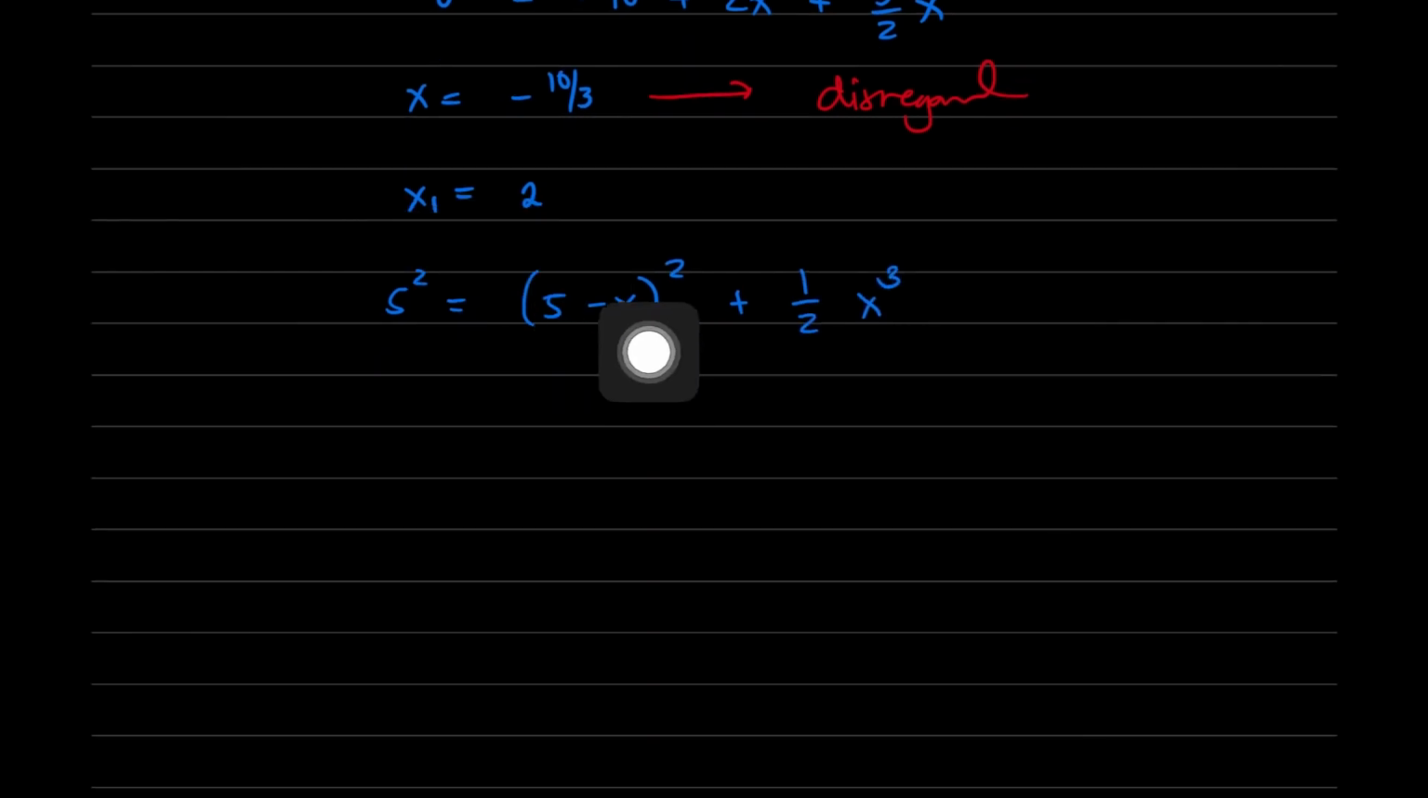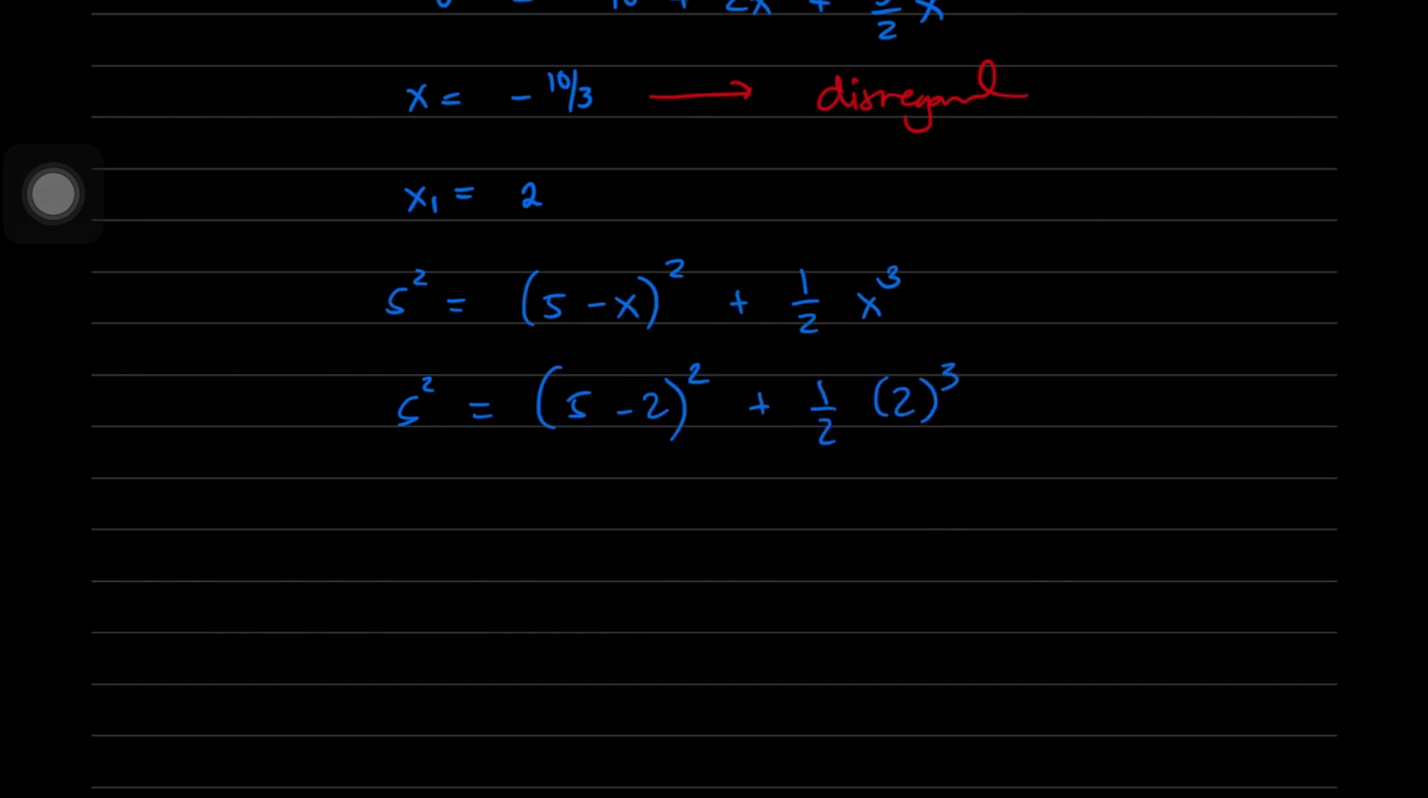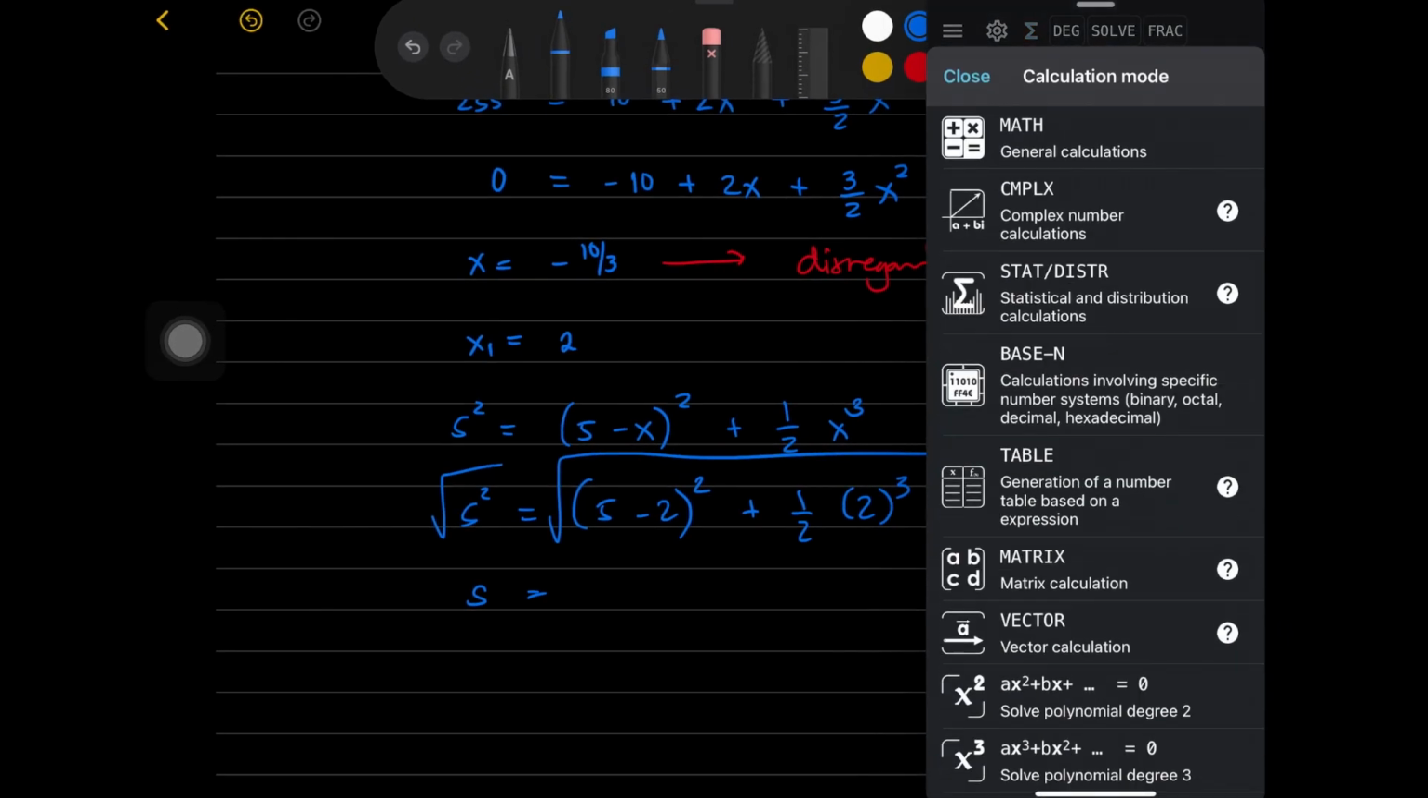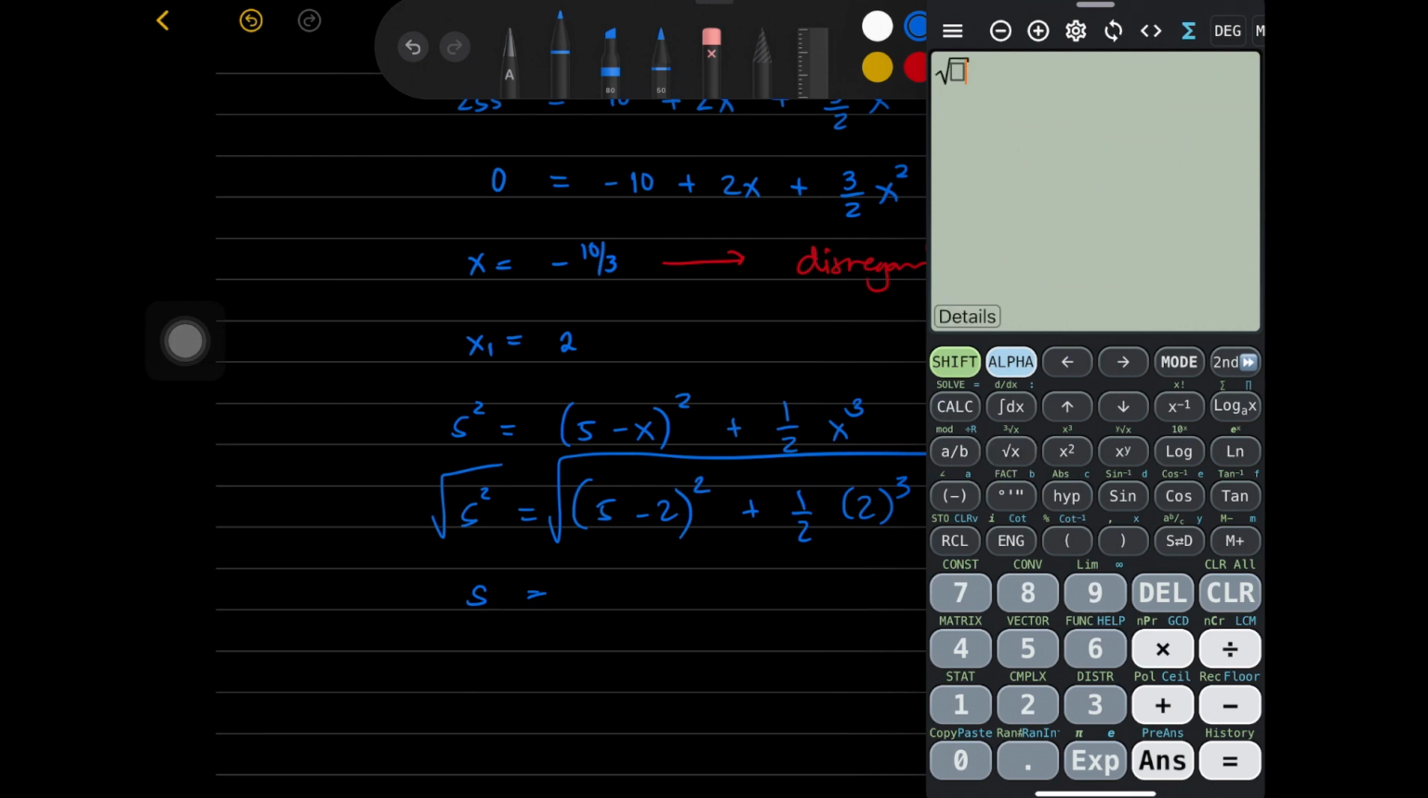So if we're going to substitute 2 in here, s squared is now equal to (5 minus 2) squared plus 1 half times 2 raised to 3. And if we're going to extract the square root on both sides, the shortest distance is now equal to, right? So bringing out our calculator here, changing the mode to math, this is now the square root of (5 minus 2) squared plus 1 half multiplied by 2 raised to the third power. Right? So the shortest distance is square root of 13 units, or this is equal to 3.6056 units.